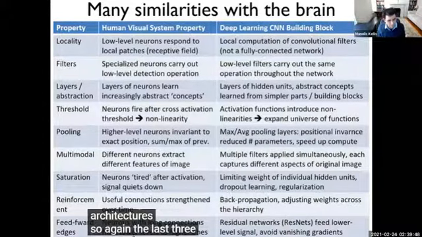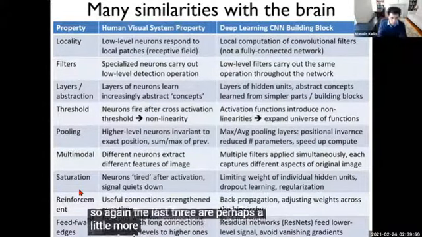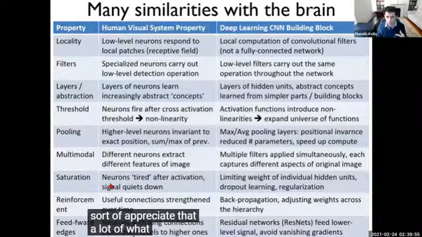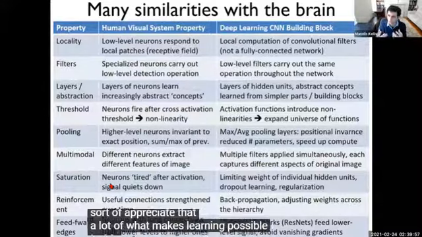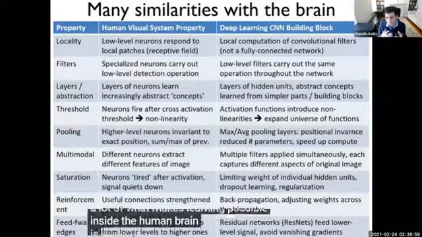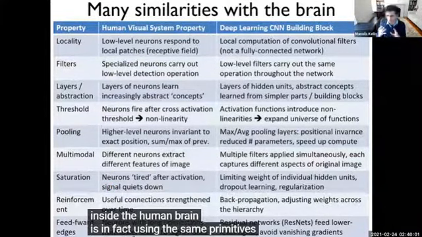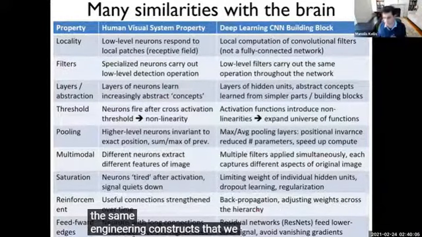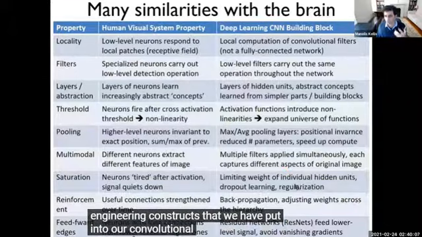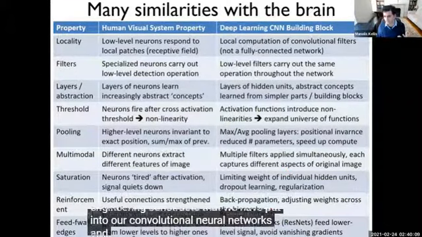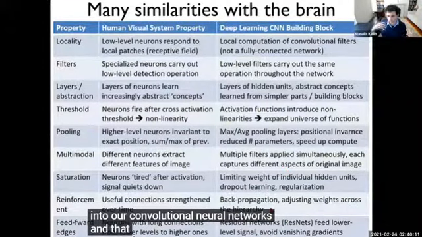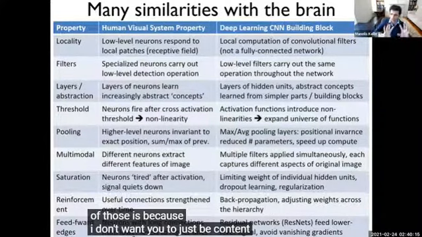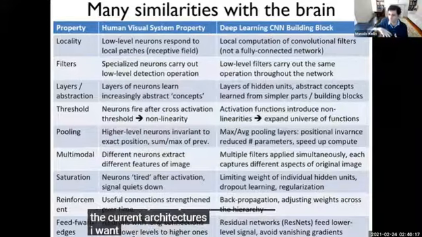So again, the last three are perhaps a little more stretched, but what I want you to do is appreciate that a lot of what makes learning possible inside the human brain is in fact using the same primitives and the same engineering constructs that we have put into our convolutional neural networks. And the reason why I'm flagging all of those is because I don't want you to just be content with the current architectures. I want you to think beyond that.